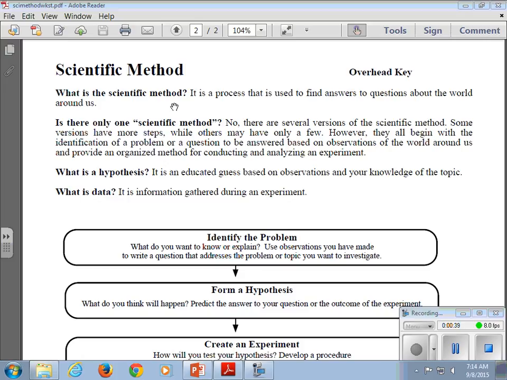What is a hypothesis? It is an educated guess based on observations and your knowledge of the topic. What is data? It is information gathered during an experiment.